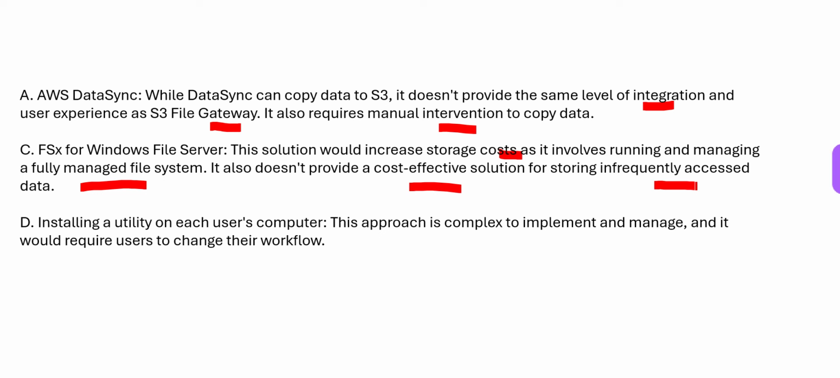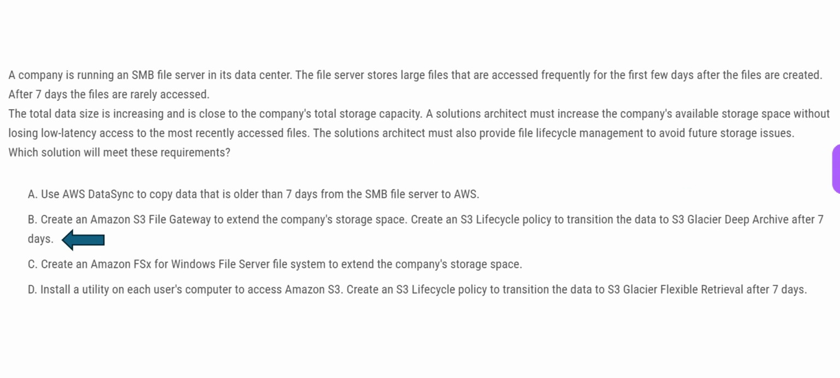And installing a utility on each computer, this approach is complex to implement and manage, and it requires users to change their workflow. So this is not required. Our answer is option B in this case. Using a file gateway, we can ensure that even if you are getting short of storage on premises, don't worry, move your data to S3, and the lifecycle policy will ensure that you save storage cost for infrequently accessed data.